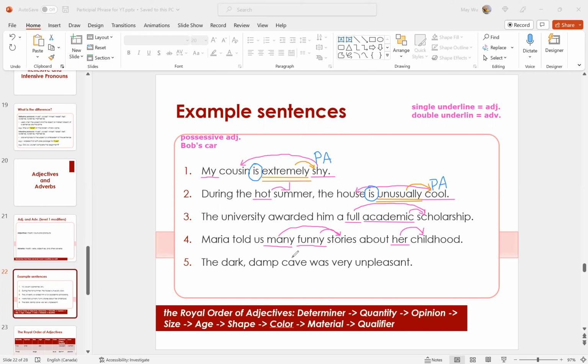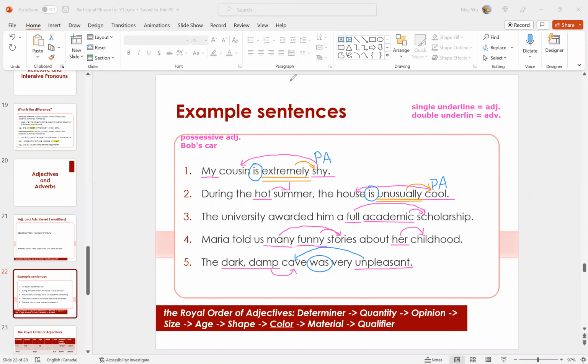What about number 5? The dark, damp cave was very unpleasant. So we know that unpleasant is an adjective because it comes after the linking verb was, the past tense of the be verb, and it is modifying the subject cave. And we also know that dark and damp are modifying the noun cave. So they're all adjectives. So we don't have adverbs in these 3 sentences.